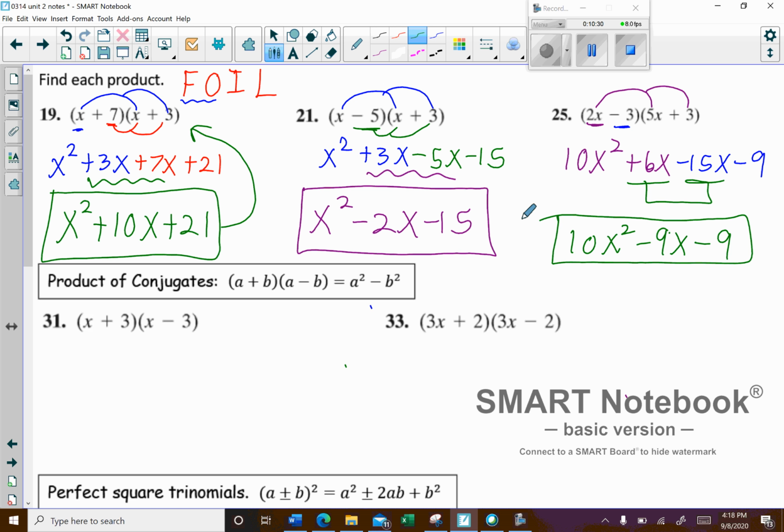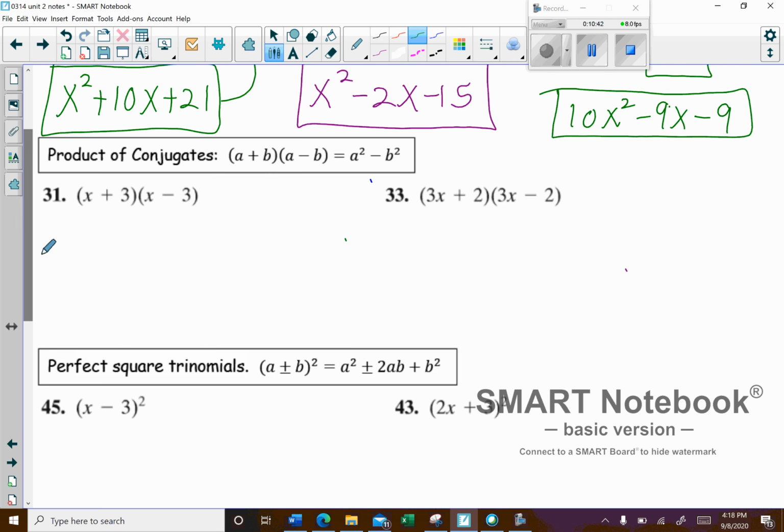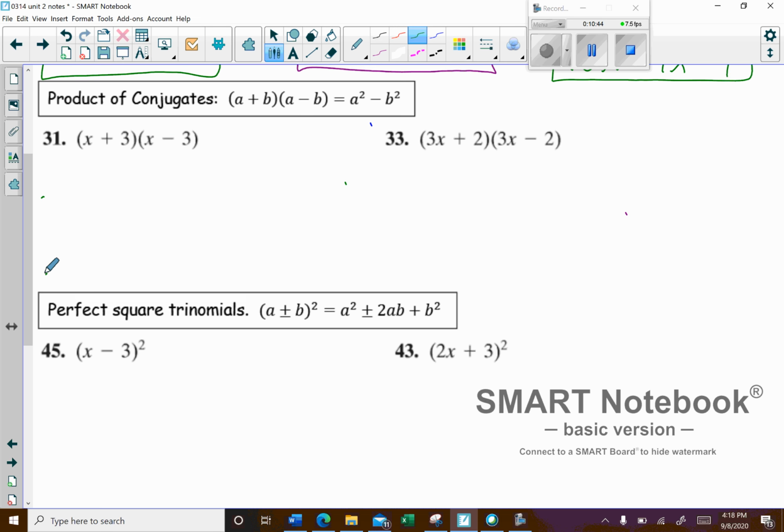Okay, I have a couple more. To be honest, it's more of the same, but we kind of consider these special cases because they have a pattern to them, okay? And so the pattern of the first one we're going to look at is the product of conjugates. And so conjugates, that's just a fancy word for that the two binomials match, except one's plus, one's minus. That's the difference. There's some different variations on that, but this is typically what ours are going to look like. So you'd have one with plus, one with minus.